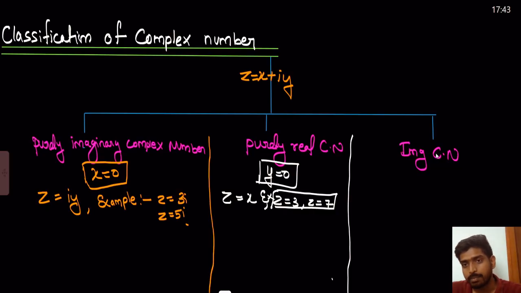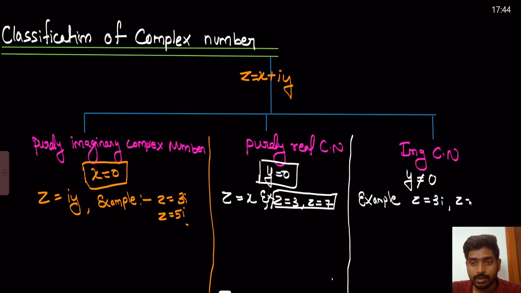Now come to imaginary complex number. What are imaginary complex numbers? An imaginary complex number will have a non-zero imaginary part. That means y will not be equal to 0. X can be 0, it can be non-zero, but y will not be equal to 0. For example, z is equal to 3 iota, z is equal to 5 plus root 3 iota, and so on.